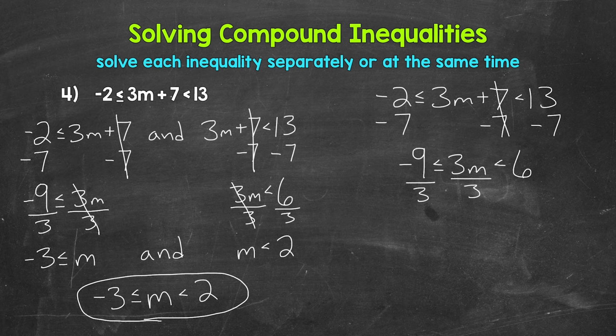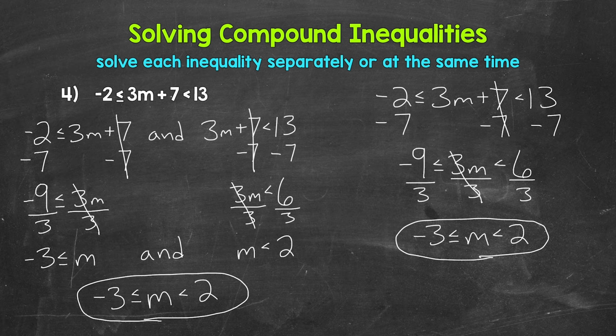And then we need to divide the left by 3 and the right by 3. These 3's cancel each other out. m is now isolated. On the left, -9 divided by 3 gives us -3. And then on the right, 6 divided by 3 gives us 2. So we end up with m is greater than or equal to -3 and less than 2. So we can see that we get the same thing that way as well.